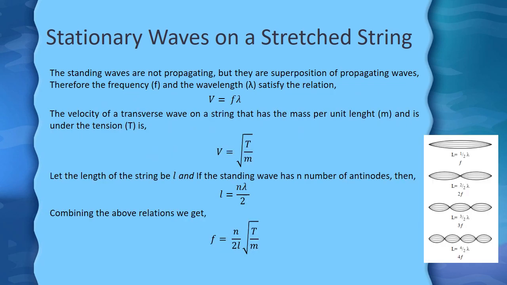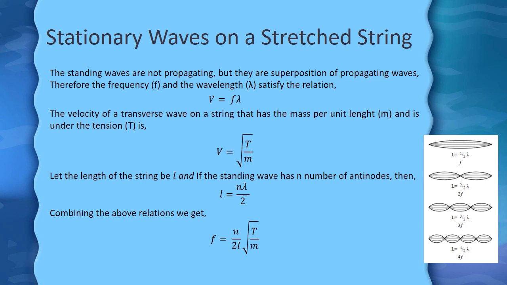The standing waves are not propagating, but they are a superposition of propagating waves, therefore the frequency f and the wavelength lambda satisfy the relation v = f lambda. The velocity of a transverse wave on a string that has mass per unit length m and is under the tension T is v = square root of T over m.